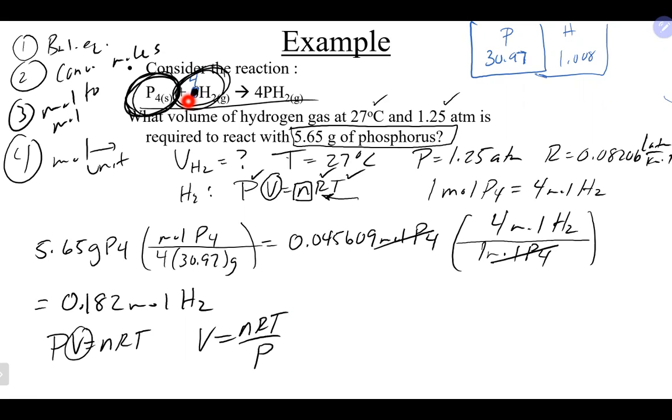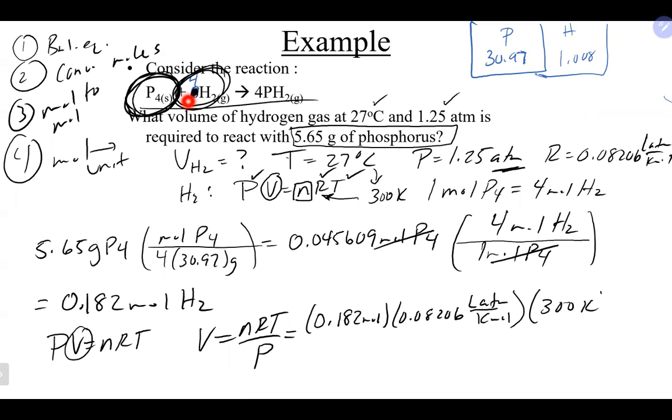We want to make sure everybody's in the right units. So pressure is in atmospheres. So that's good. Like usual here, we do need to convert our temperature. So we'll add 273 to our 27. Gives us 300 Kelvin. And everybody else should be in the right units at this point. So using the moles we just calculated, 0.182 moles, our gas constant, and our temperature converted to Kelvin divided by our pressure, which was given to us at 1.25 atmospheres.